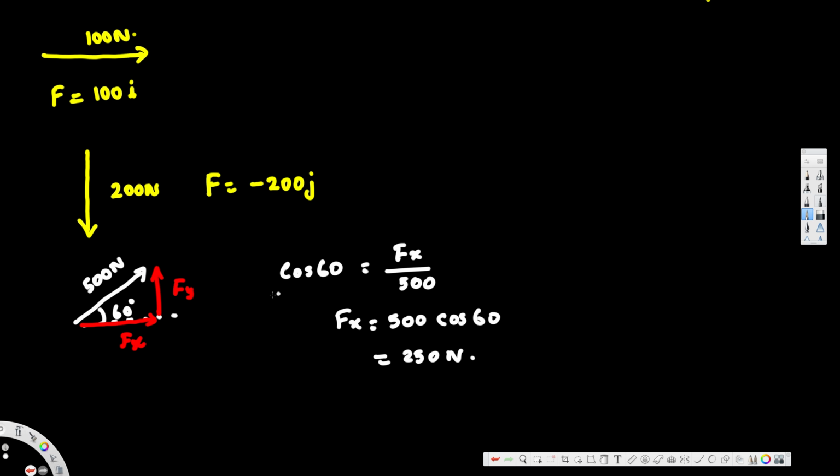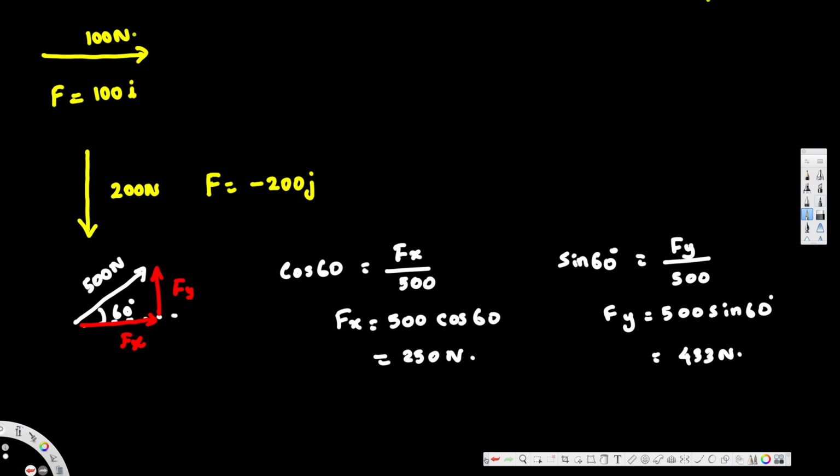Now for the y component, if we take sin 60, sin 60 is going to be opposite over hypotenuse. Opposite is Fy divided by hypotenuse, that is 500. Therefore Fy is going to be equal to 500 sin 60, and that is equivalent to 433 Newton. So this is our xy component.